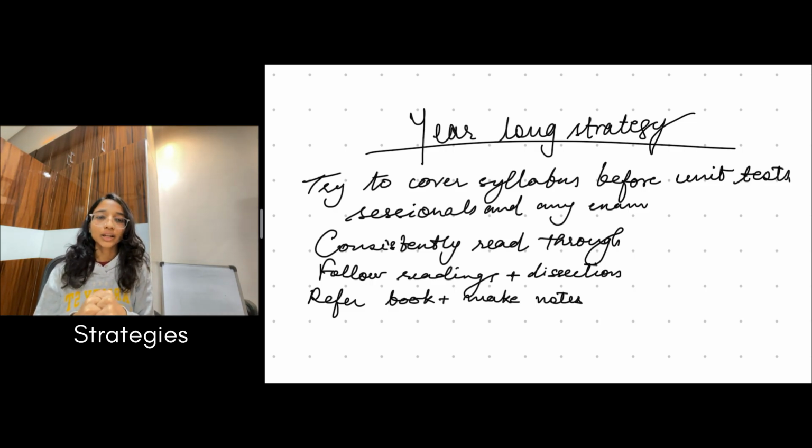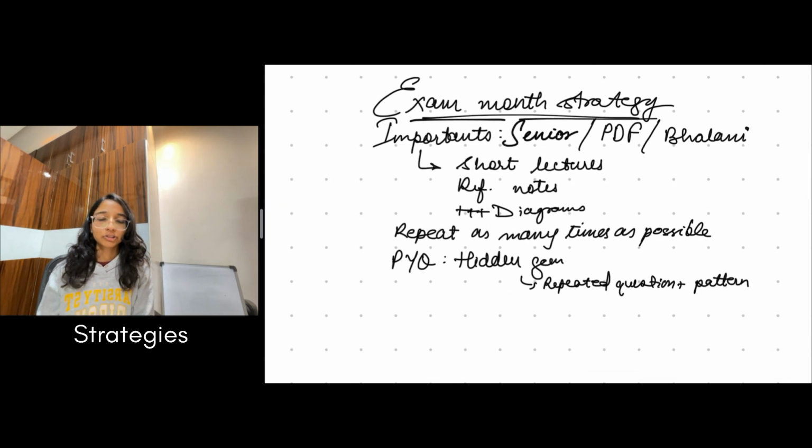Follow through the readings with your dissection. So if you know tomorrow there'll be a dissection of, let's say, the plantar aspect of your foot, read the plantar aspect a day before, so that when they actually open up the foot and show it to you, you can identify, or at least have some idea of, what the structures present inside might be called. And always refer to the book, make your own notes if you can, please, and make sure you have a lot of diagrams.